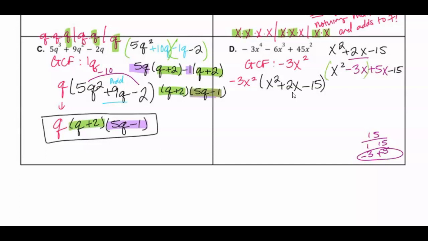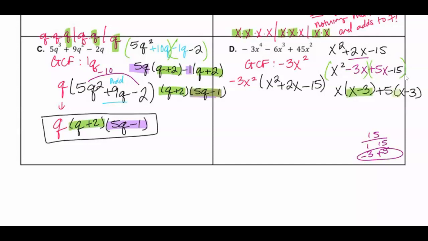I'm going to draw parentheses around the first two terms. Now, x squared has an implied 1, so the smallest number that will go into 1 and 3 is 1. So a 1x, because they both have x's. X times x is x squared. X times negative 3 is negative 3x. Do the same thing here. First number is positive, so I can just pull out a positive GCF. Smallest number that goes into 5 and 15 is 5. They both do not have x's, so just 5. And then 5 times x is 5x, and 5 times negative 3 is negative 15.